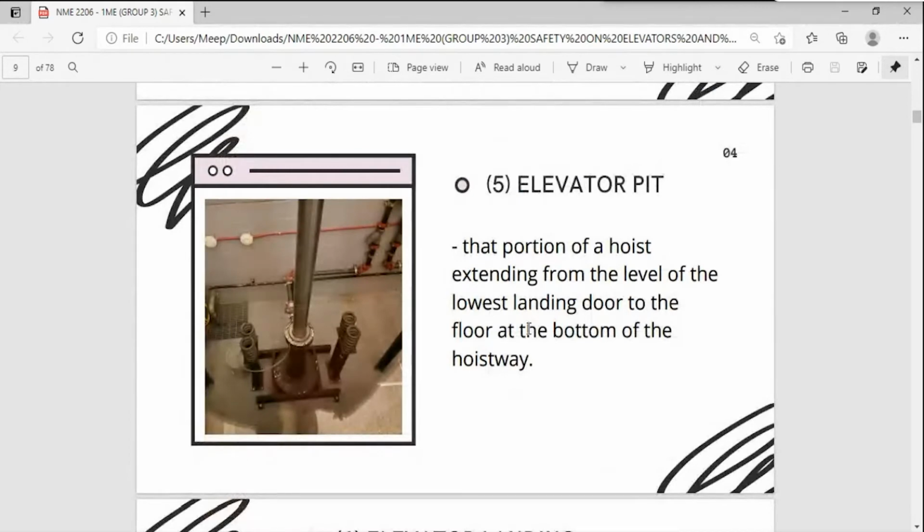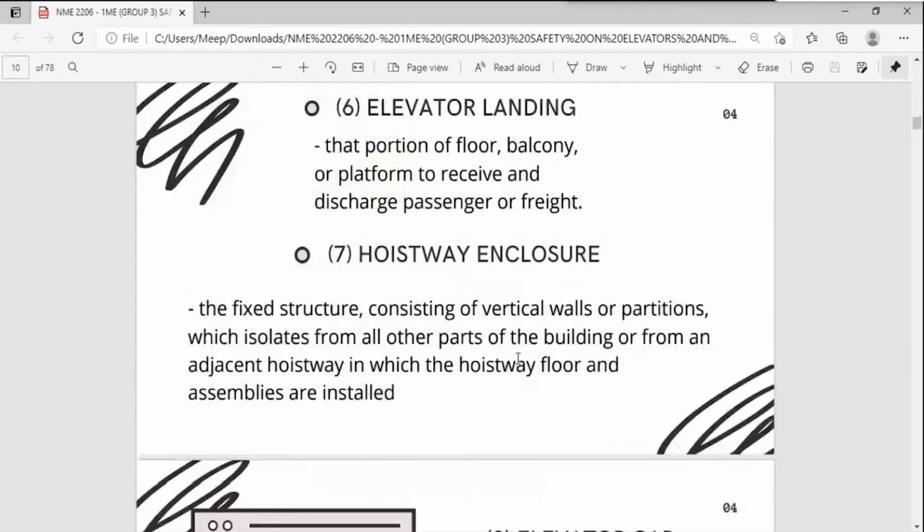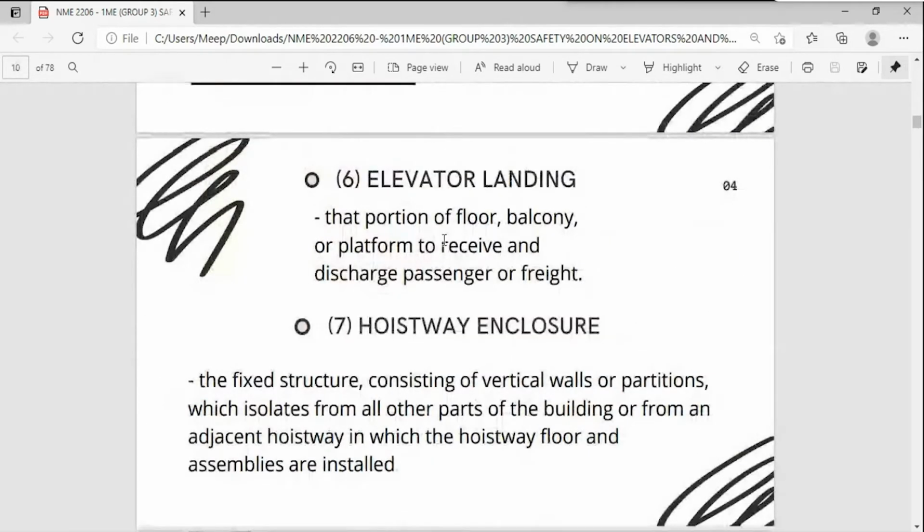Elevator pit. That portion of a hoist extending from the level of the lowest landing door to the floor at the bottom of the hoistway. So makikita naman natin sa picture kung ano yung itsura ng elevator pit. Elevator landing, the portion of floor, balcony, or platform to receive and discharge passenger or freight. Elevator landing, yun yung nagbubukas every time na may papasok na tao. Yun yung daanan para makapasok sa loob ng elevator.